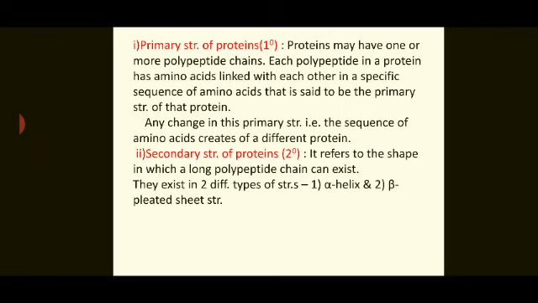So how do these proteins have their structure? Broadly, the protein structure can be given as primary, secondary, tertiary and quaternary. In primary structure, how the amino acids are linked, which amino acids are linked, that idea is given as primary structure.